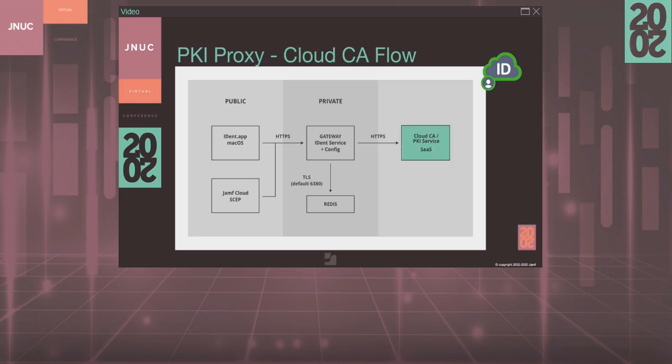This is a slight variation of the former flow diagram. Instead of a Windows PKI, the gateway can establish a connection to various Cloud CA or PKI services. This could be DigiSign, AWS Private CA, or other CA services. And again, the request tracing allows us to provide a log stream to a CM system if that is needed.